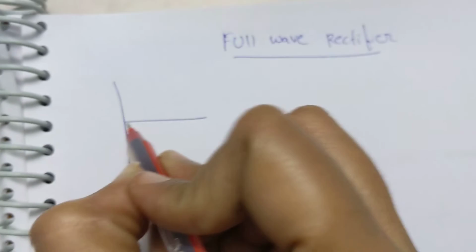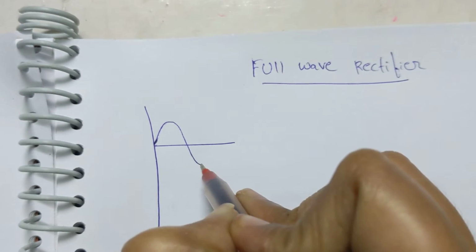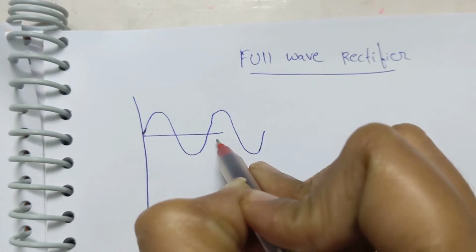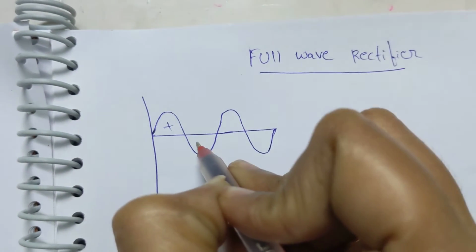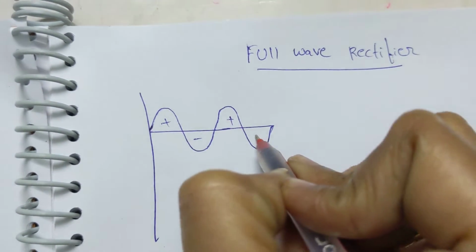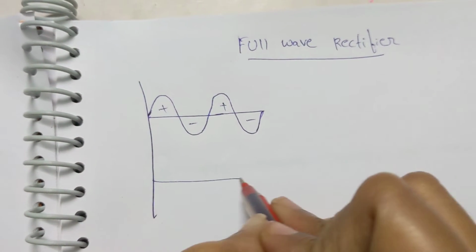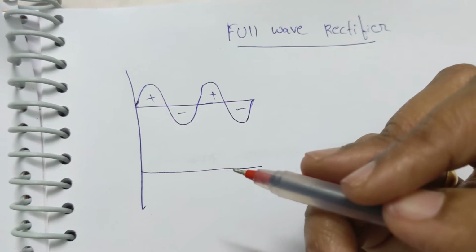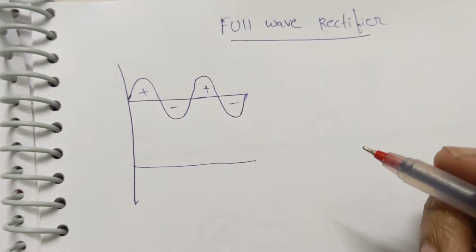Again, we are not modifying our input. Our input is the same. It has both positive and negative half cycles. Here you are saying one word, that means both positive and negative half cycles will be rectified.